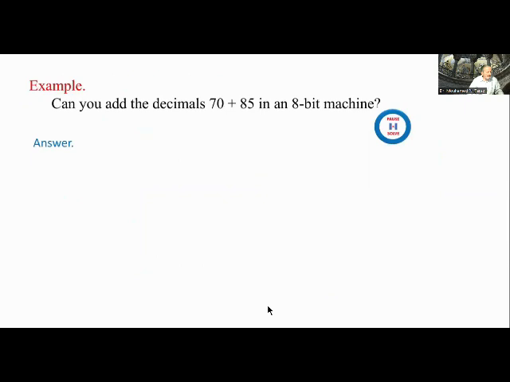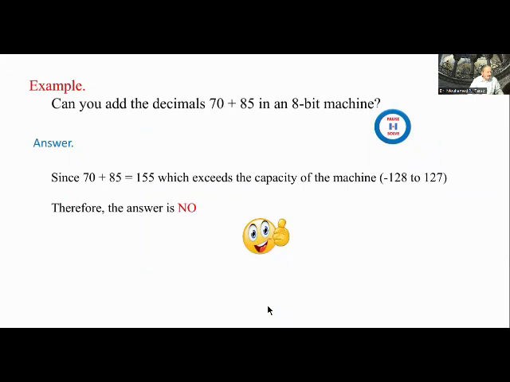Now, can you add the decimals 70 plus 85 in an 8-bit machine? The answer is no, because 70 plus 85 is 155, which exceeds the capacity of the machine, which can handle numbers between -128 and 127. Therefore, the answer is no. The machine cannot handle this addition. Then what do you do? You use a 16-bit machine, 32-bit machine. There's a limit at the end. That's when we use scientific notation, and that's completely different from what I'm doing here.